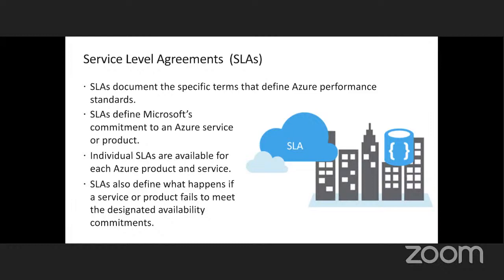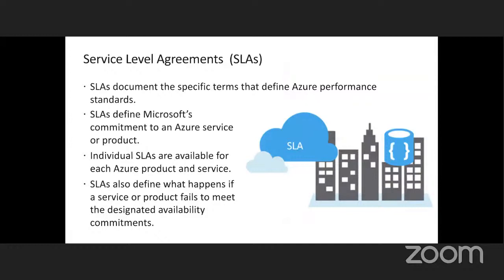If they say that an availability zone has 99.99% of uptime, then they have to comply with that. If they don't comply with that, they give you a credit for your services. So that is how confident Azure is of their performance, that they will give you a credit if they don't live up to their standards. All right.